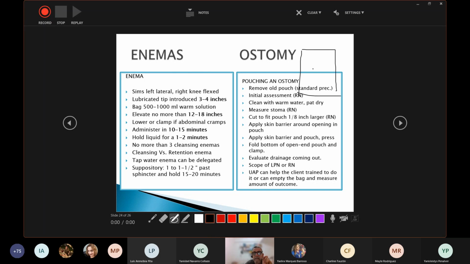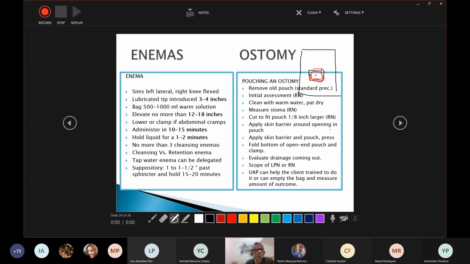This is the base with the sticker that you are going to cut to the size and the shape of the stoma, and here comes the stoma. So no more than 3 millimeters separation between the hole that you cut and the border of the stoma.